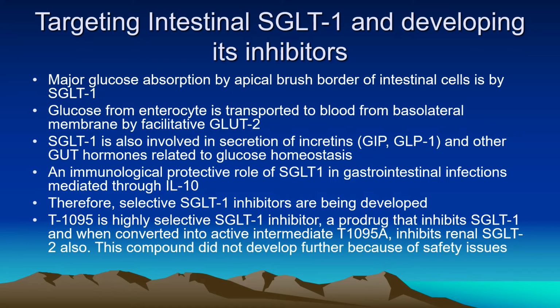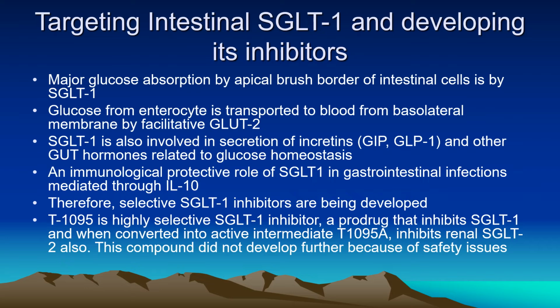Now, targeting intestinal SGLT1 and developing its inhibitors. The major glucose absorption at the apical brush border of the intestine is by SGLT1, and glucose from the enterocyte is transported to the blood from the basolateral membrane by facilitative GLUT2 protein. Others are also involved, but it's mainly GLUT2.